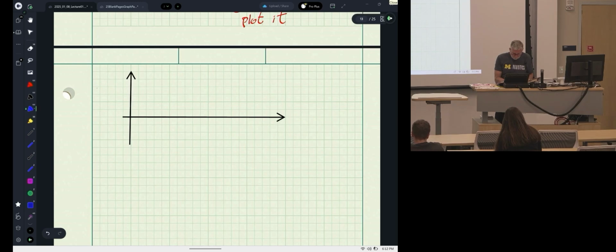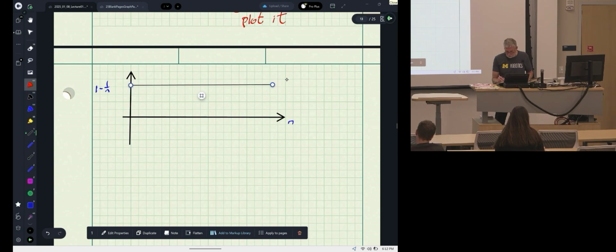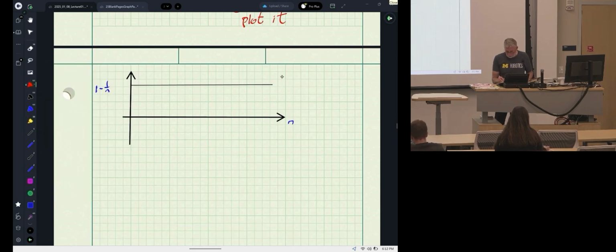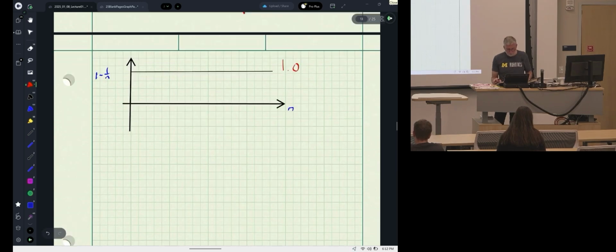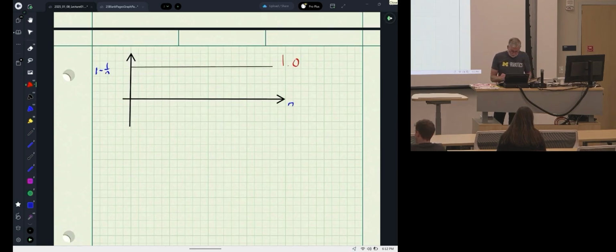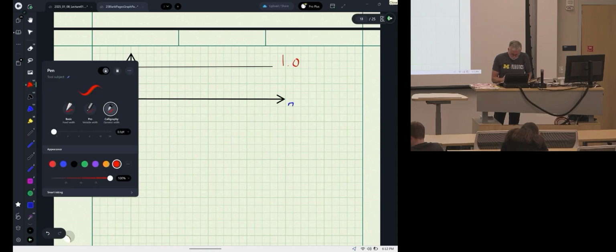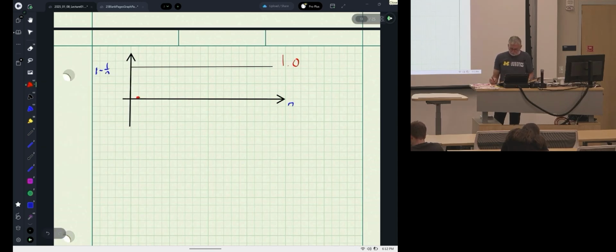And I'm just going to plot 1 minus 1 over n. This is n, and this is 1.0. And so when n is 1, I get 0. When n is 2, I get a half. When n is 3, I get 2/3. Whoops, 2/3, then 3/4, etc.